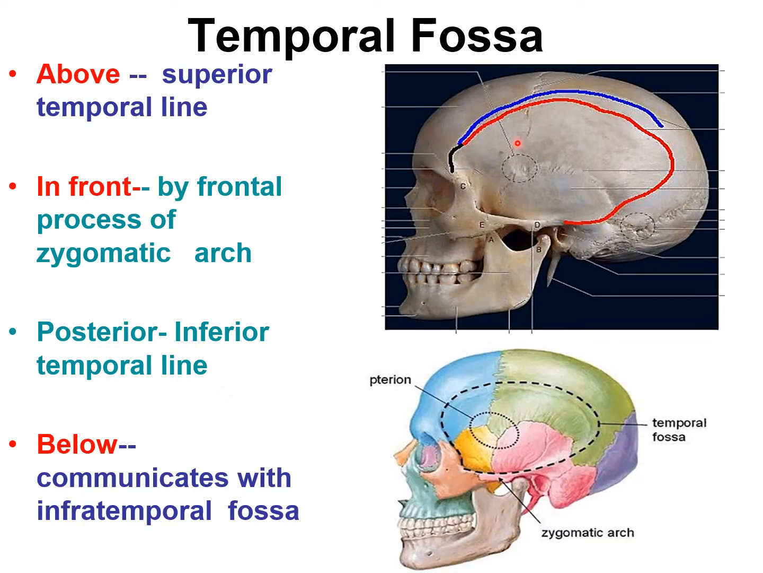So the temporal fossa is limited above by the superior temporal line, represented by the blue line here. In front, the temporal fossa is limited by the frontal process of the zygomatic bone and also the zygomatic process of the frontal bone. Posteriorly, the fossa is limited by the inferior temporal line, represented by red, and also the supramastoid crest of the temporal bone. Below, or inferiorly, the fossa is communicating with the infratemporal fossa beneath the zygomatic arch.